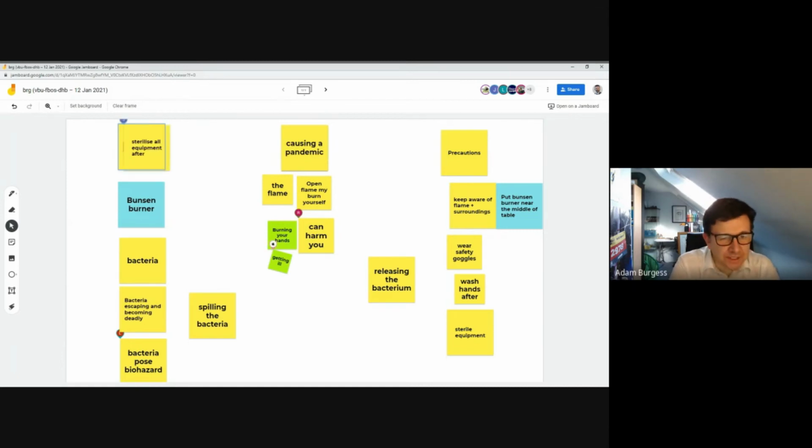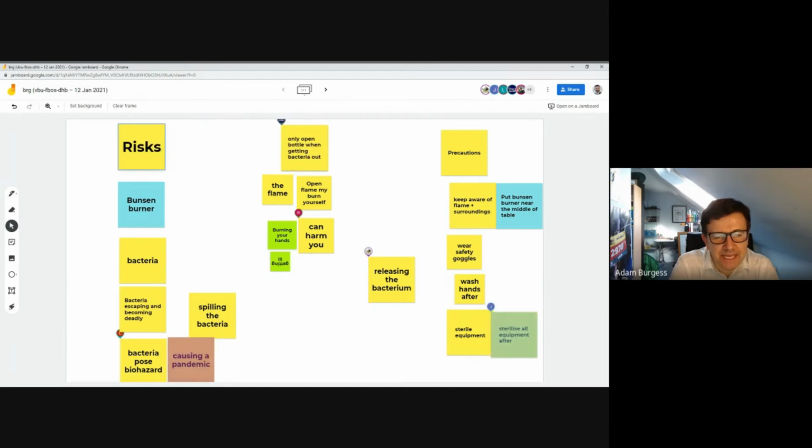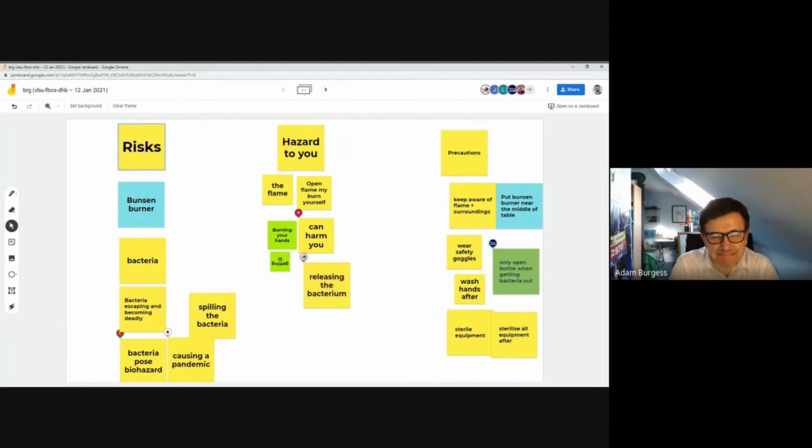So yeah, very good. The risks are the Bunsen burner, bacteria escaping, causing a pandemic. It's possibly not, but there you go. I think it's because I've still got my Jamboard open. Wait a minute. I'm going to close Jamboard. There you go. Present window. There it is.